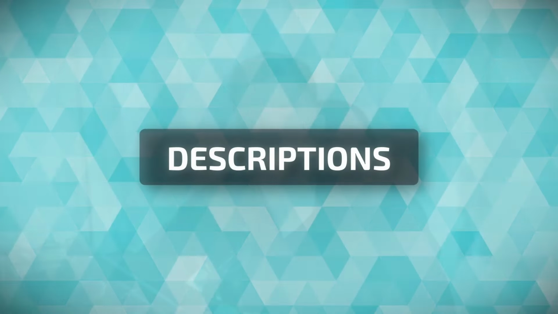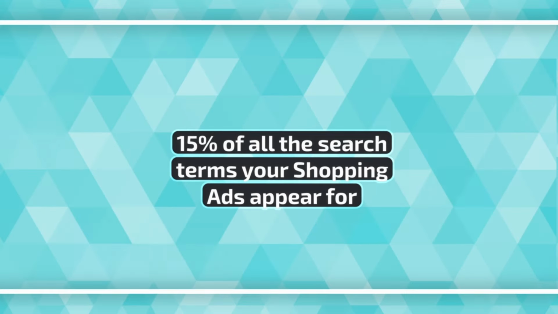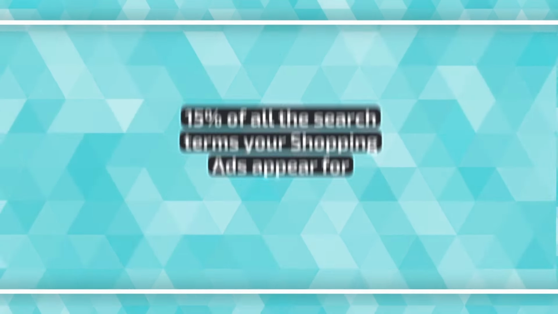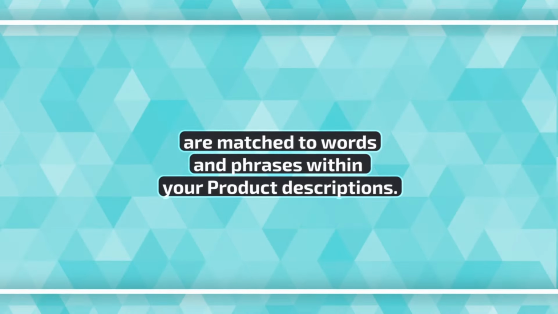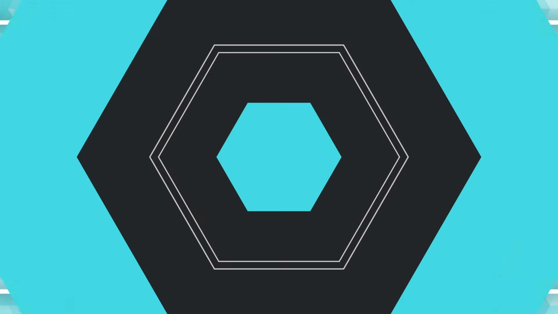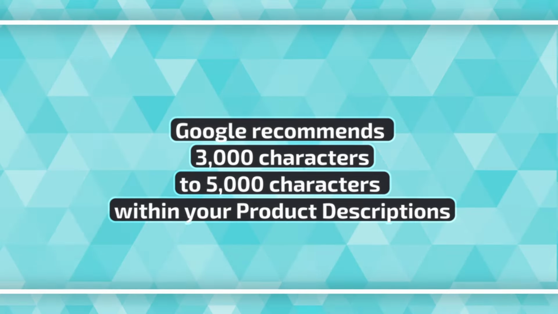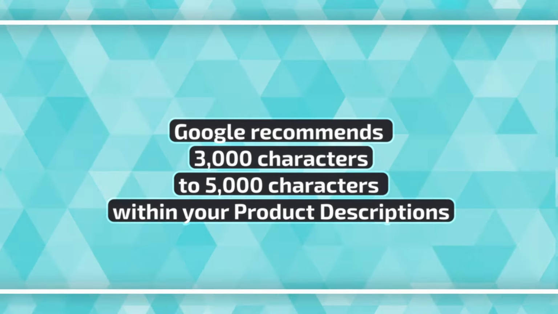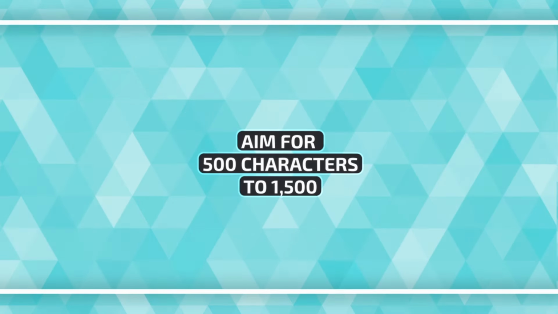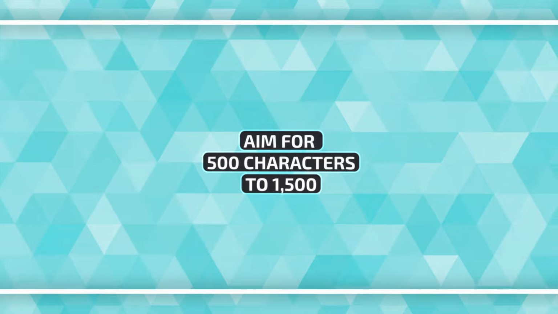Now, moving on to the descriptions of our product listings. As I said, product titles are very important, but descriptions are important too. In fact, 15% of all the searches that your shopping ads appear for come from the keywords and the phrases that you input into your product descriptions. Now, Google recommends you to aim for around 3,000 to 5,000 characters within your Google product descriptions. However, we like to aim for between 500 and 1,500 characters.